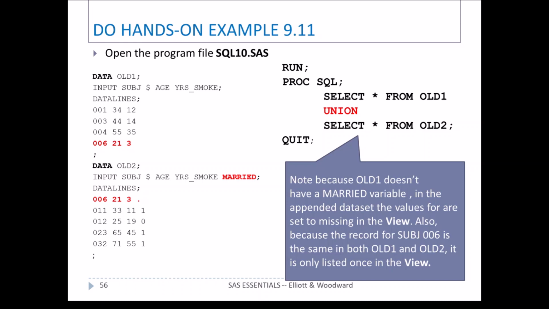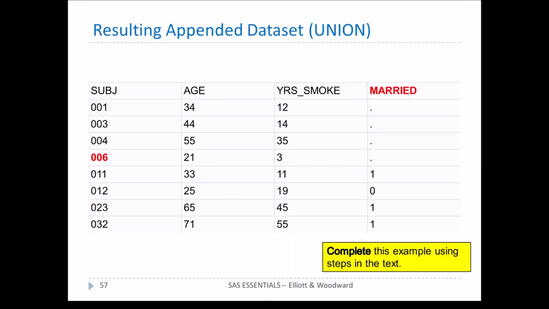Just a note here, because old 1 doesn't have a married value in the append data sets, the values are going to be set to missing in the view. Also, because the record for subject 006 is the same for both in old 1 and old 2, it's listed only once in the view. So notice here 006 is a record that's in both data sets, but when we combine them, it's only going to list it once, so it doesn't duplicate records that we happen to be trying to combine.